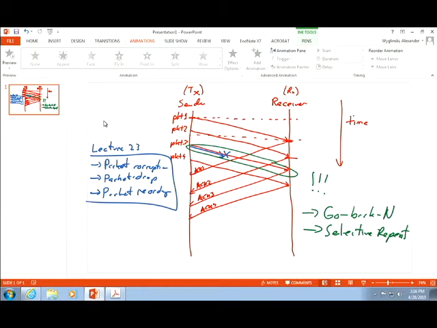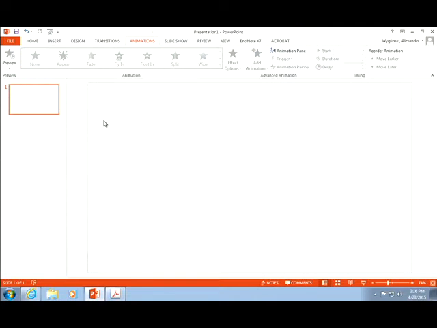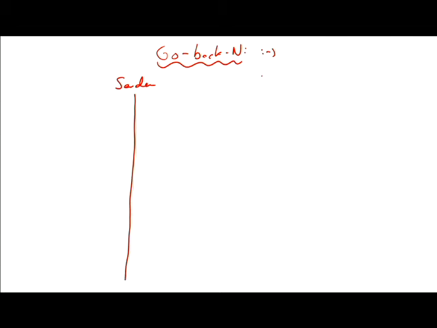Not Alt, it's Control. Okay, so this is how Go-Back-N works. Happy face. And then the receiver.